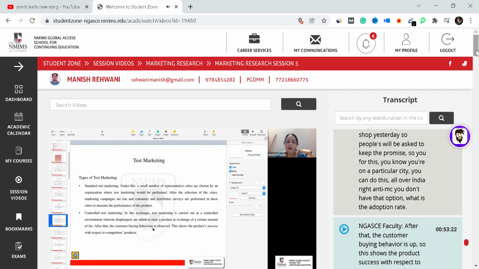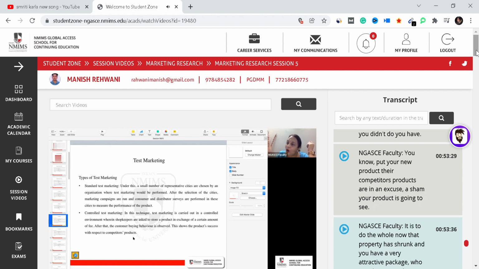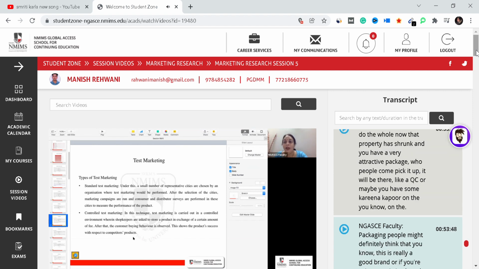And try and see what the adoption rate is. After that, the customer buying behavior is observed. This shows the product's success with respect to competitors' products. So you have put your new product there. Competitors' products are next to you, say shampoo. Your product is going to sit with all the other competitors' shampoos, and you have a very attractive package. Do people come and pick it up? Do they like it? Say maybe you have some Kareena Kapoor on the packaging. People might definitely think that this is really a good brand.